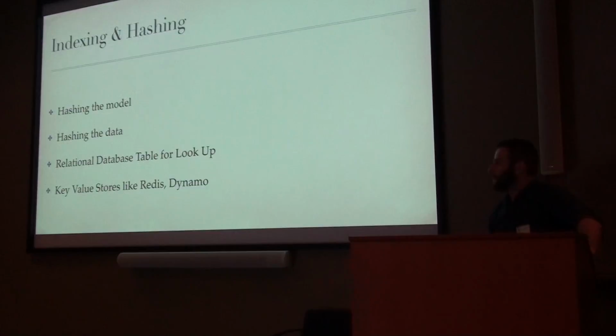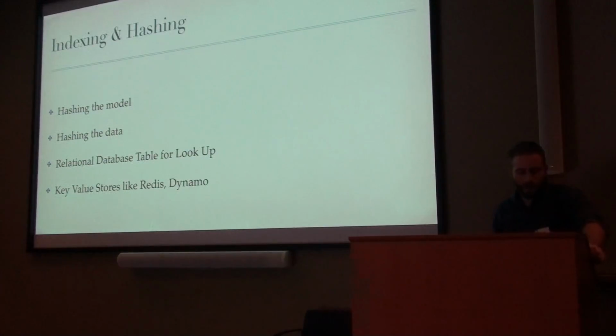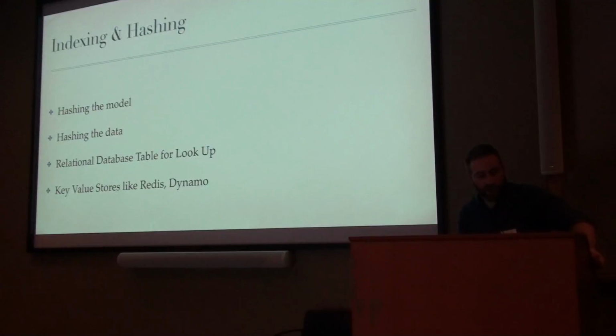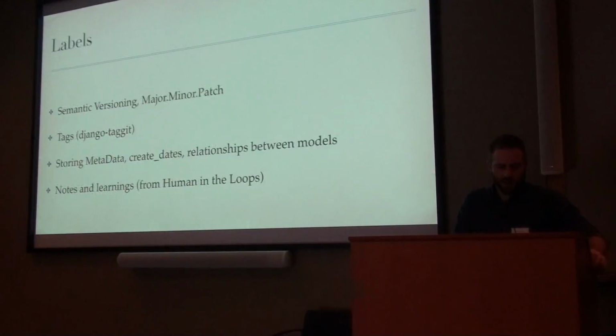Indexing and hashing. So first you may hash the model. Then the question is, is the model unique? What about a random state? If you change the random seed, does that mean it's a different model? Hashing the data. Was the data unique? What about sparse matrices if they're represented in two different ways? And then you may put this in a relational database table for easy lookup, or you may put it in a key value store like Redis or DynamoDB, where you can go through a lot of different variations. Labels.